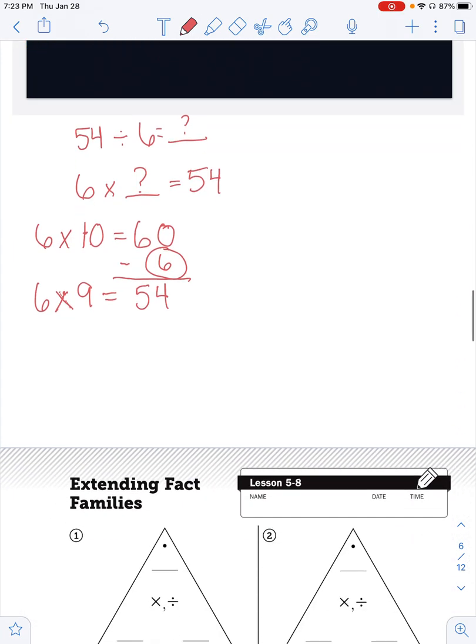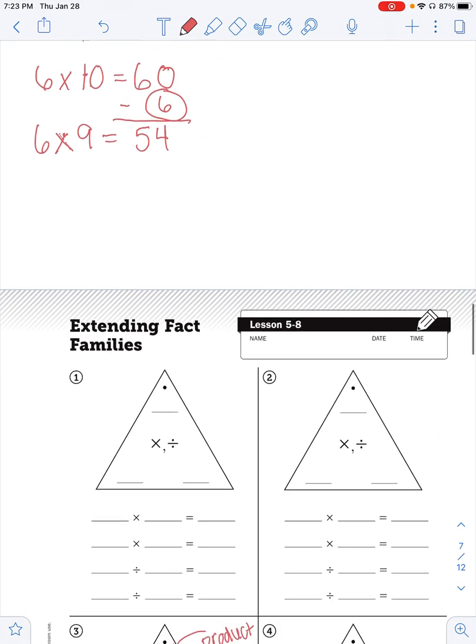Okay, now let me show you on a fact triangle how that works with multiplication and division. So our factors, or the things that you're multiplying by, go down on the bottom right here. And the product, or the answer to a multiplication fact, goes up at the top where that dot is. So we obviously did 6 times 9 already. 6 times 9 is 54. And then remember, the second line, you just switch around your factors. So it would be 9 times 6 equals 54.